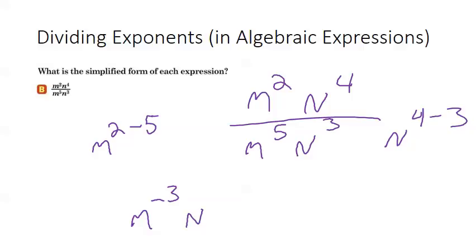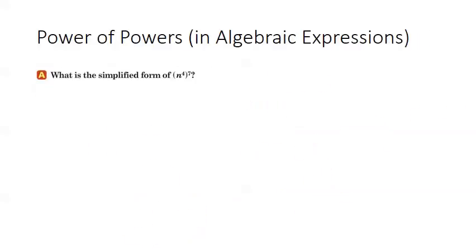Now, as I mentioned before, we don't want to have any negative exponents. So we're going to move this m to the negative 3 to the bottom of a fraction. The n stays on the top. Let's get n over m cubed, or m to the power of 3. And that is our answer. Fairly simple stuff. It's the same exact principles, except now we're dealing with letters. Shouldn't be scared of that.